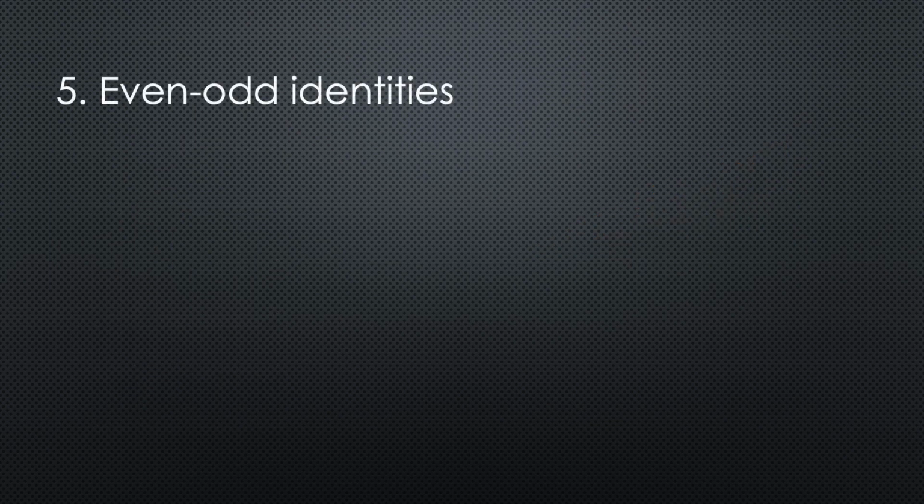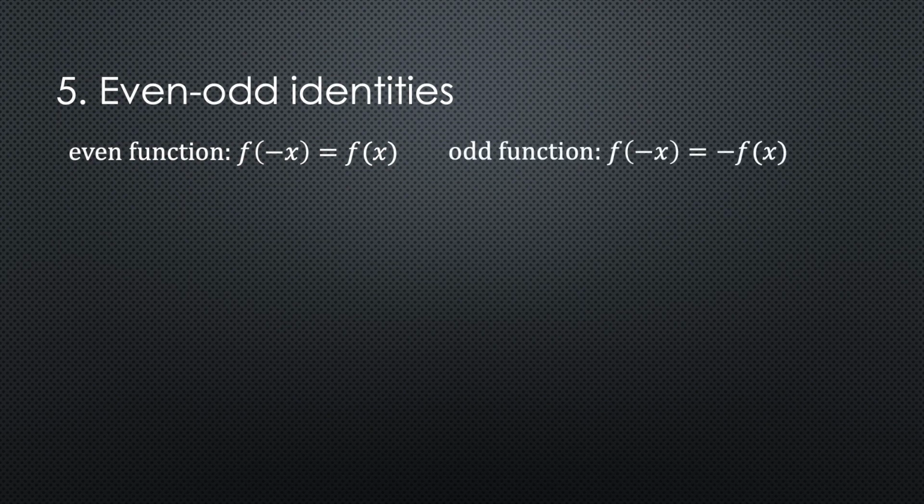Even and odd identities. Do you remember even and odd functions? If f of negative x is equal to f of x, we say that the function is even. Graphs of even functions are always symmetric in y-axis. On the other hand, if f of negative x is negative f of x, it is an odd function. Odd functions are symmetric in origin.